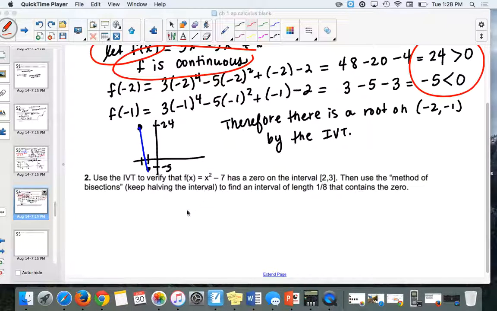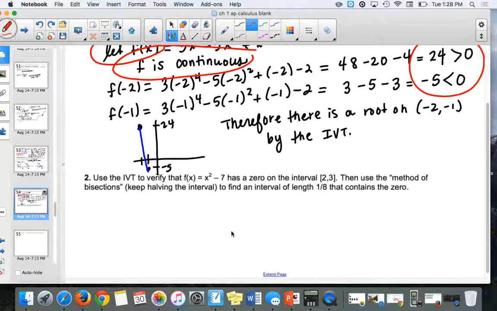So it says use the IVT to verify that f of x equals x squared minus 7 has a 0 on the interval 2 to 3. So we have our f of x already, so this time we don't need to say let f of x equal whatever. We already have it. We know that f is continuous, so we write that. If you don't do that on your test, I will count you off.